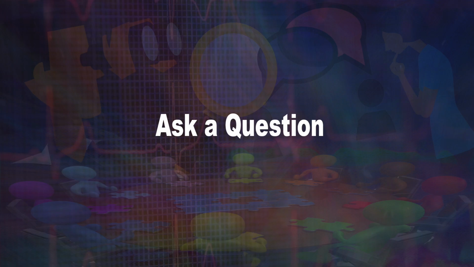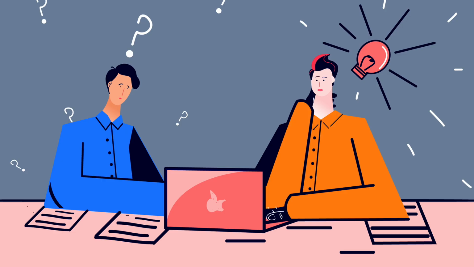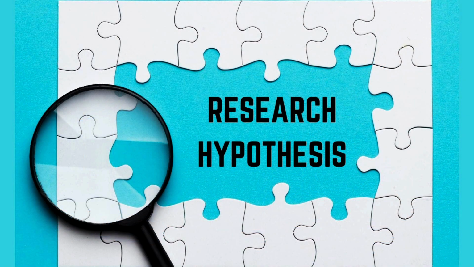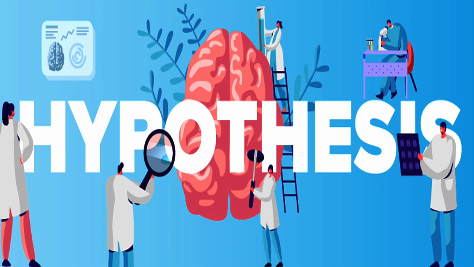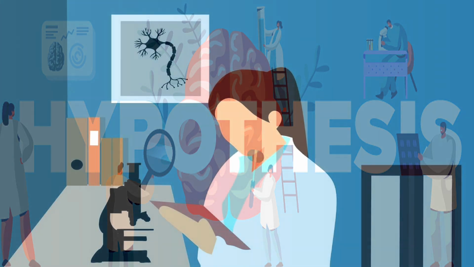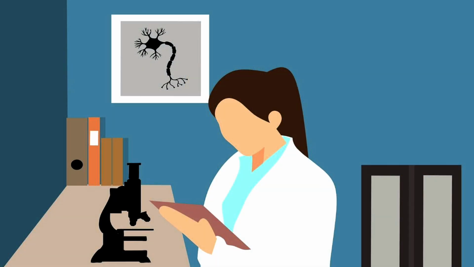Step 2. Ask a question. Once a researcher has observed something and gained some background information on the topic, the next step is to ask a question. The researcher will form a hypothesis, which is an educated guess about the relationship between two or more variables. Step 3. Test your hypothesis and collect data. Once you have a solid hypothesis, the next step of the scientific method is to put this hunch to the test by collecting data. The exact methods used to investigate a hypothesis depend on exactly what is being studied.